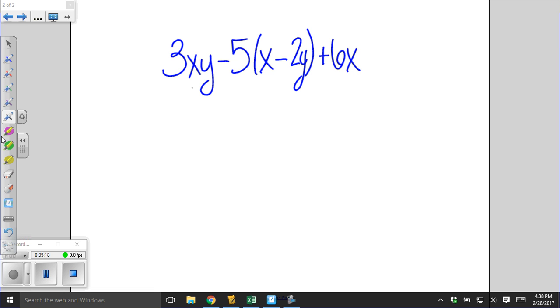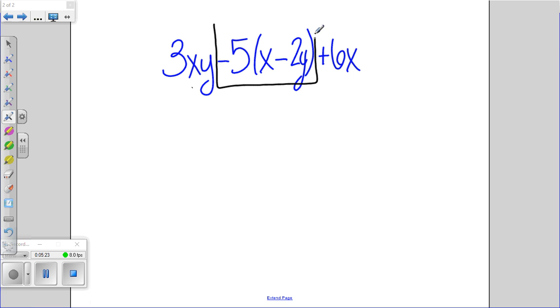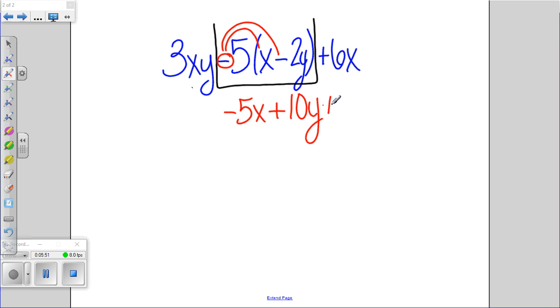So the first thing I need to look at is that I have to distribute because I have parentheses in this problem and a number being multiplied on the outside. I'm going to circle that subtraction symbol that in my mind has become a negative, and I'm going to take negative times a positive, that's going to give me a negative 5 times x is 5x. My negative times another negative, so negative times negative is a positive, so this is going to be plus 5 times 2y is 10y. And then I can just bring the rest of my problem down.